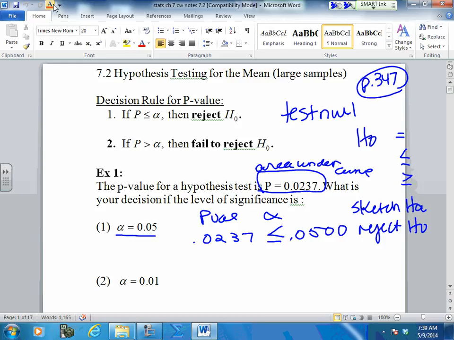If my level of significance is 0.01, here's my 0.01. Fill it with zeros. It's 237 less than or greater than 100. Greater than. So when it's greater than, my decision is fail to reject H0.